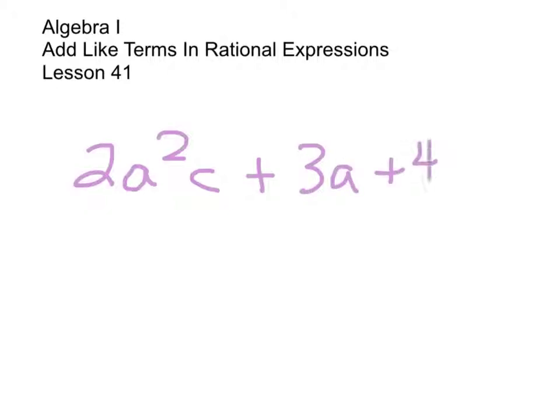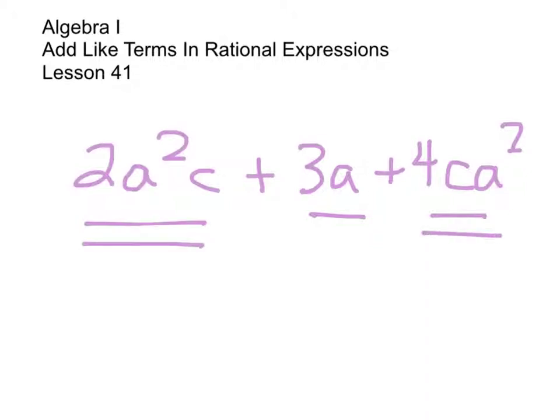Now before I continue, let's make sure we understand what we mean by like terms. If I had 2a squared c plus 3a plus 4ca squared. Now, here I have three terms, don't I? Remember, terms are something that are combined or connected by plus and minus signs. Now, are any of these like terms? And the answer to that is yes. This one and this one are like terms because they have the same combination of variables to the same exponents. So in both these terms, I have a squared c.